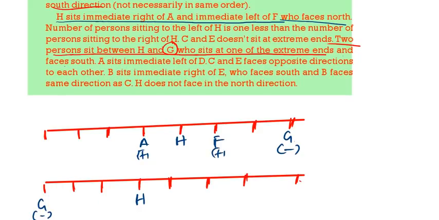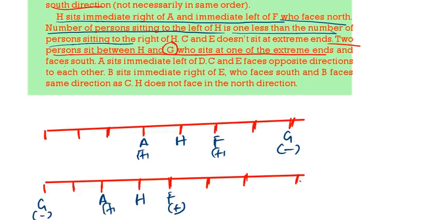Now here same thing, A plus F plus. H is on the immediate right of A, H is on the immediate left of F, who faces north. Then the number of persons sitting to the left of H is 1 less than the number of persons sitting to the right of H. See here, H one side 4, other side 3. So 1 less. Here one side 3, other side 4. So 1 less. That is correct only.